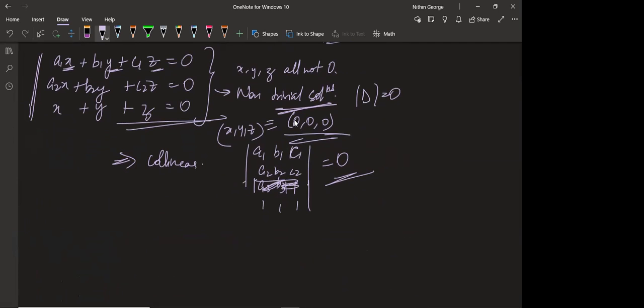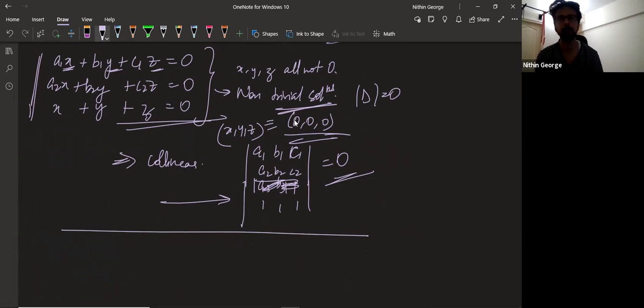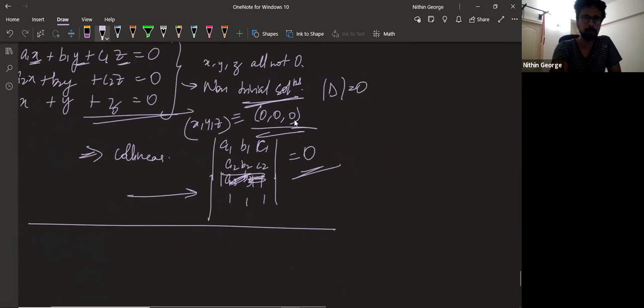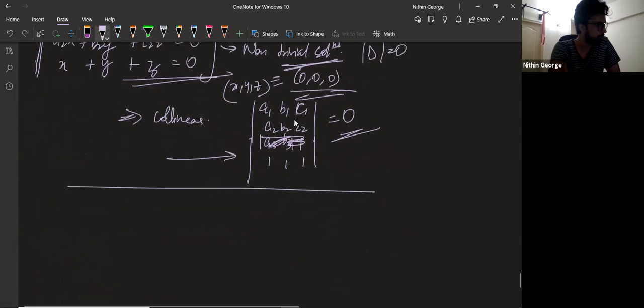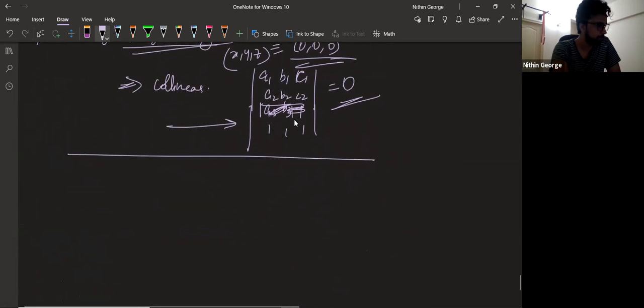Matrices and determinants, guys, connect this, connect this. Do that later. All right. So, okay, we have this much.